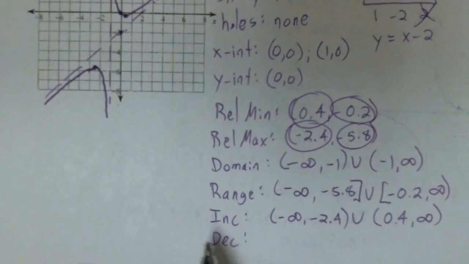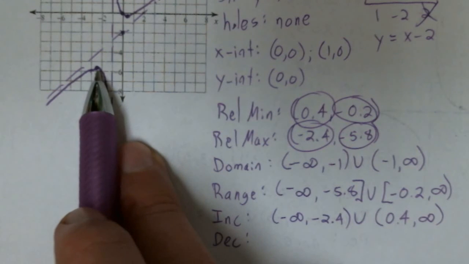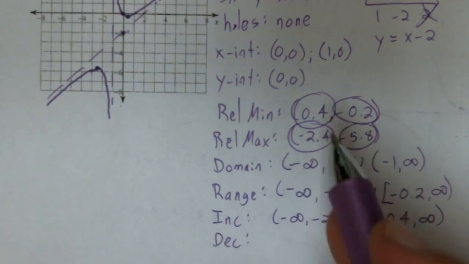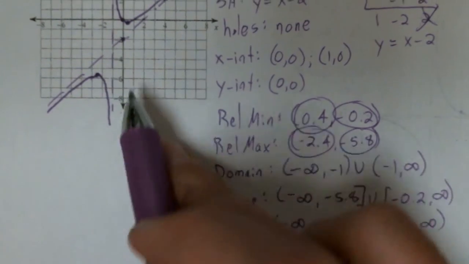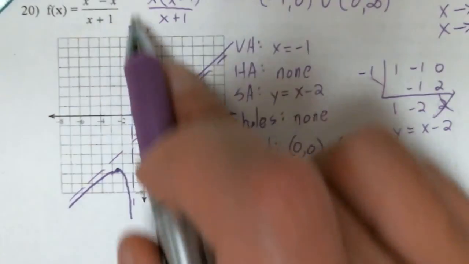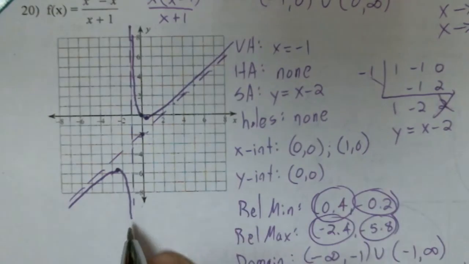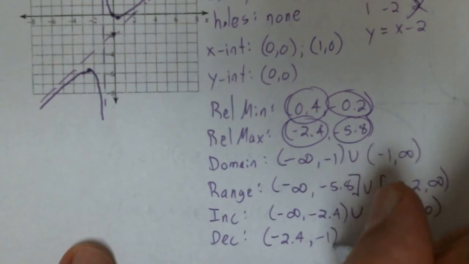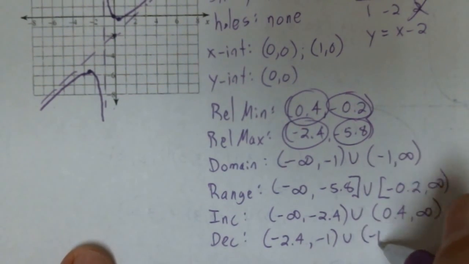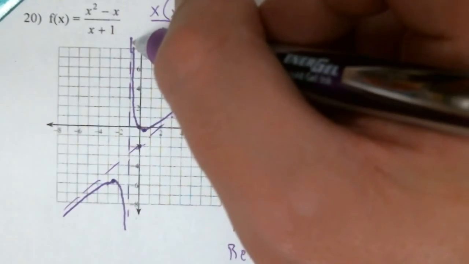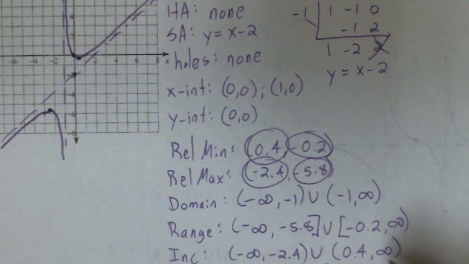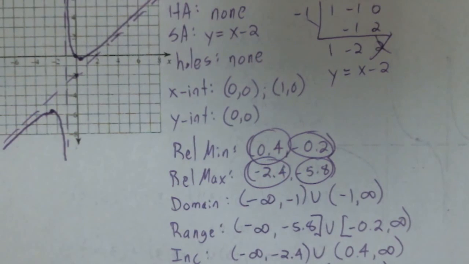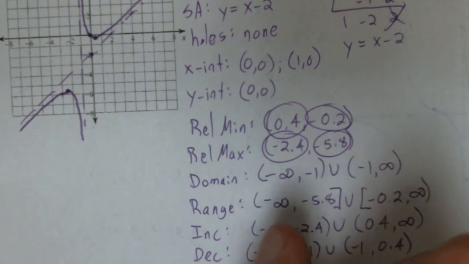Okay, where am I losing money? From the x coordinate of the relative max, so from the negative 2.4, I'm losing money until I hit the vertical asymptote. I know it's tough, guys. Vertical asymptote, which is at negative 1, break, and then picking right up after the vertical asymptote at negative 1, I'll continue to lose money until I hit the x coordinate of that relative min, which is 0.4. Okay. All right. We're almost there.